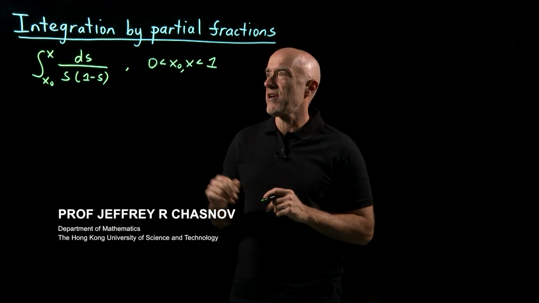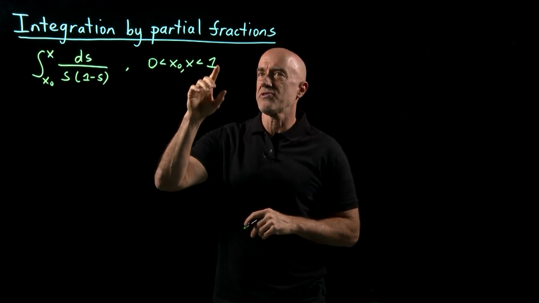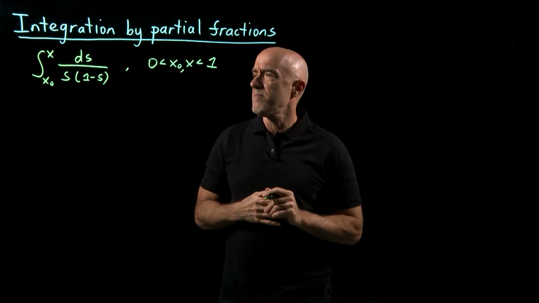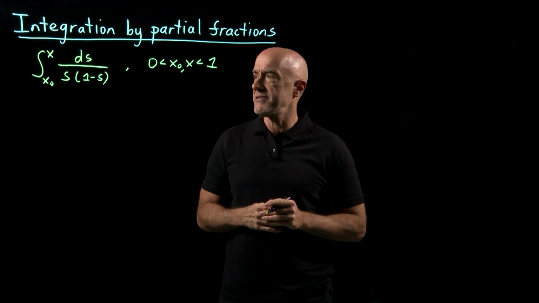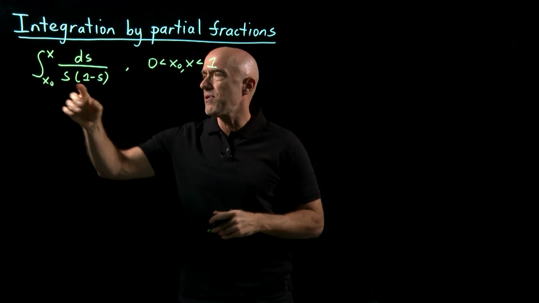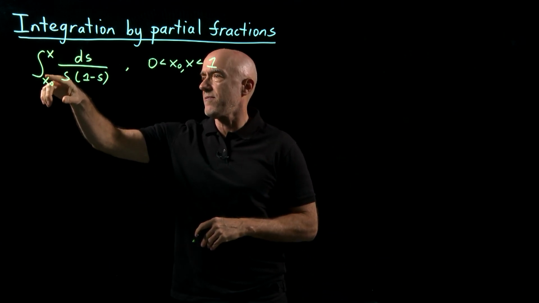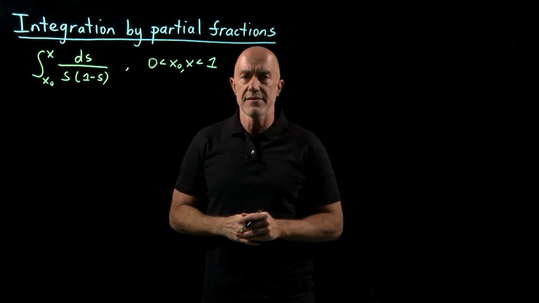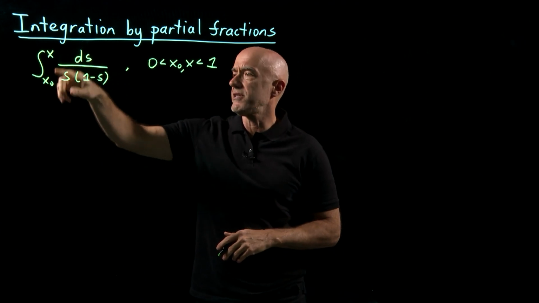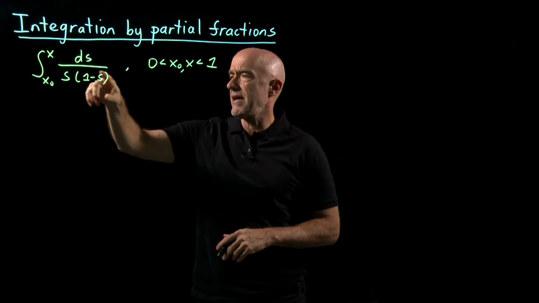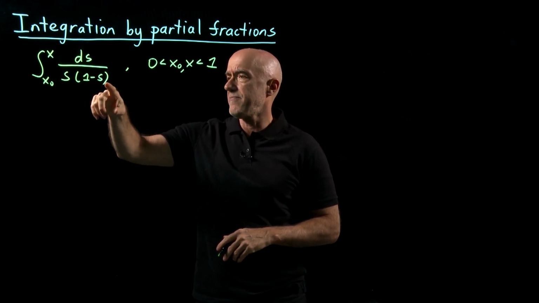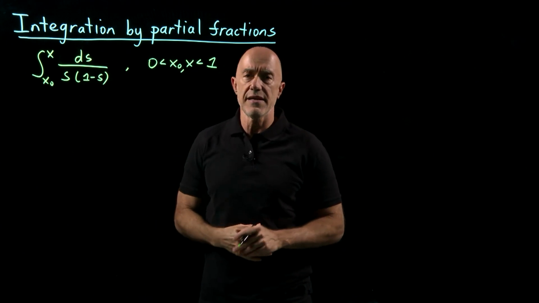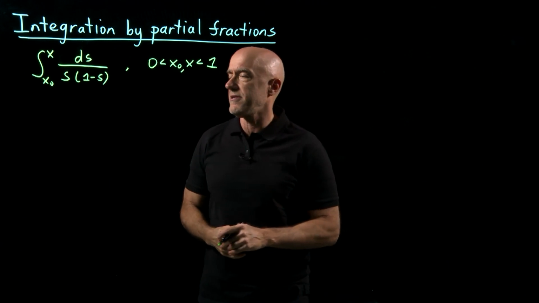The final method of integration is called integration by partial fractions. There are several cases one has to consider, but let's just do the simplest case. The example I want to do is how to integrate from x naught to x of ds over s times 1 minus s. The difficulty here is that the denominator is a polynomial, so we're actually trying to integrate a rational function.